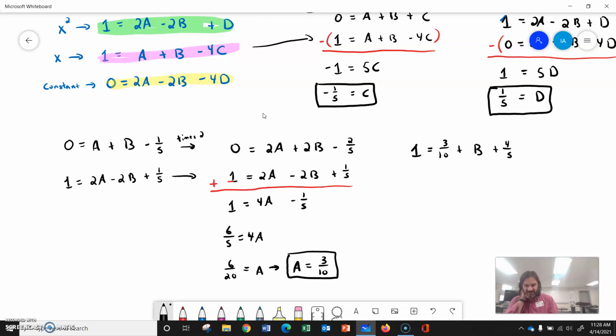Let's get everything in terms of tenths. 10/10 equals 3/10 plus b plus 8/10. So we got 11/10 on the right. We'll subtract it over. So 10/10 minus 11/10 would be minus 1/10 equals b. Okay, let me make that a little bit neater since it's kind of important.